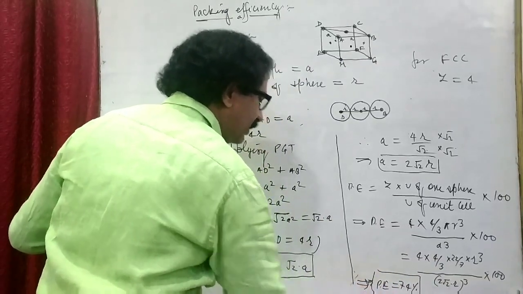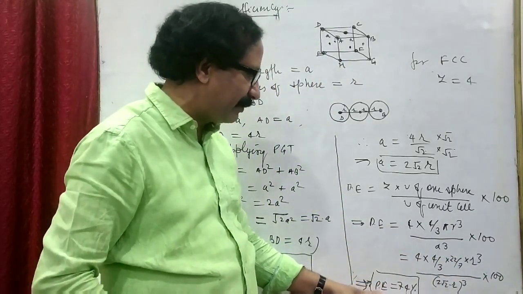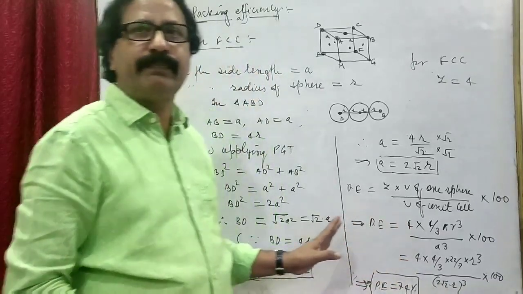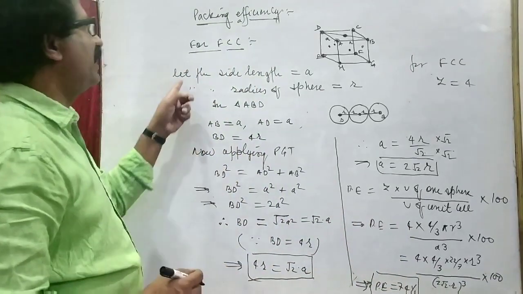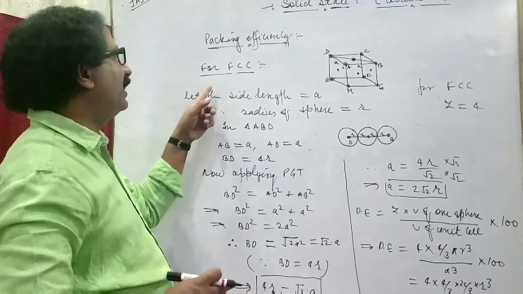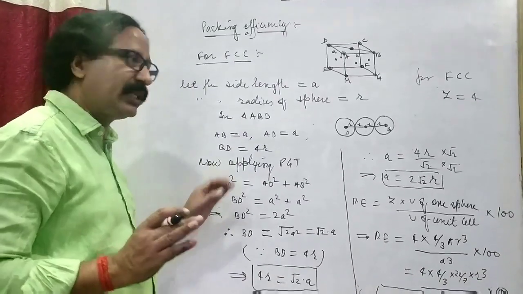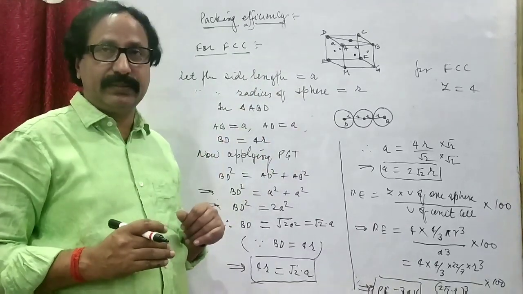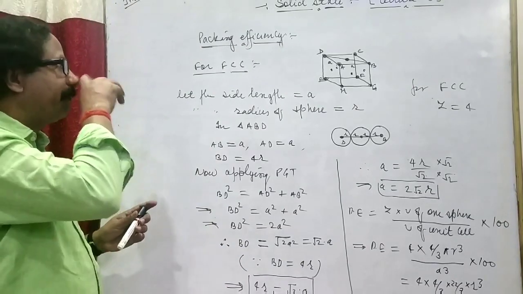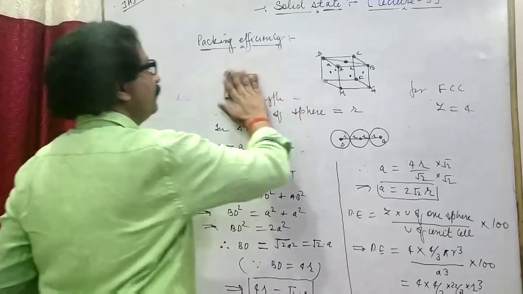On solving this, applying all the values, the result must be that packing efficiency is equal to 74%. This is the packing efficiency of FCC, meaning face centered cubic unit cell. Clear? Very, very important. And now the last one. Now we have to discuss the packing efficiency of BCC.